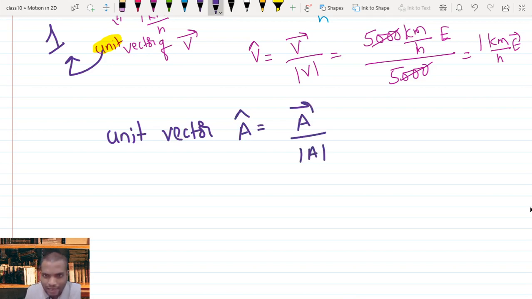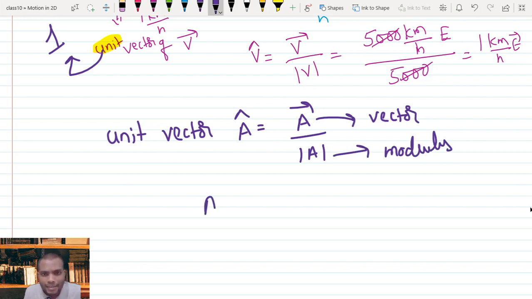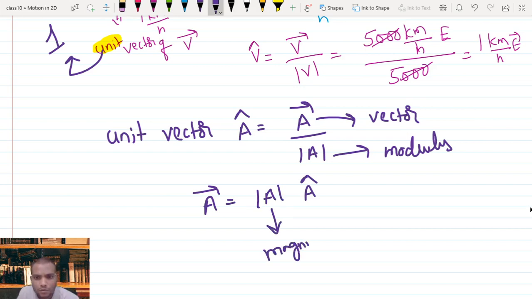From this we can write the vector. In this one, this is the given vector and this is the modulus of the vector. So I can write the given vector A bar equal to modulus A times A cap. In this, the modulus represents the magnitude and A cap represents the direction.